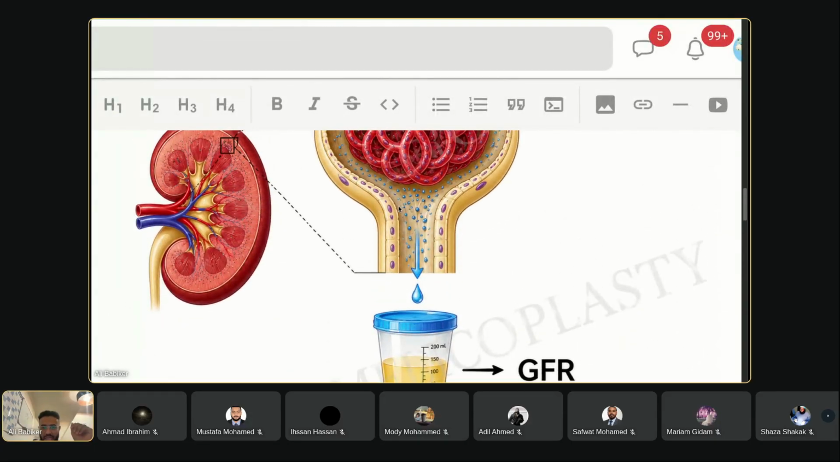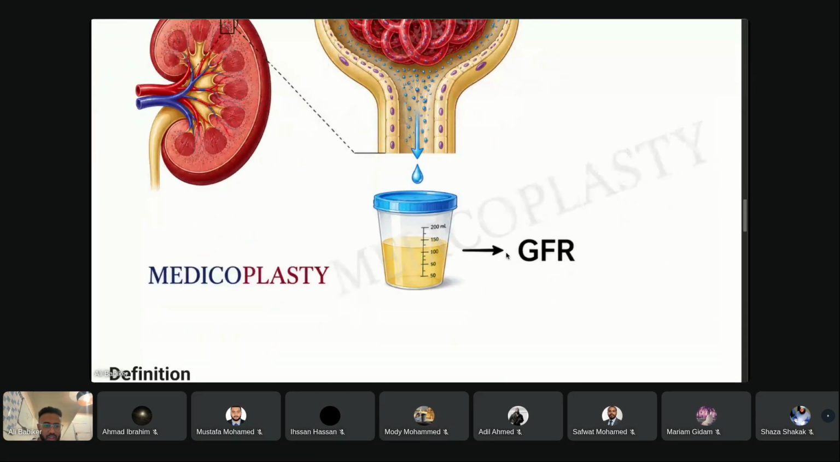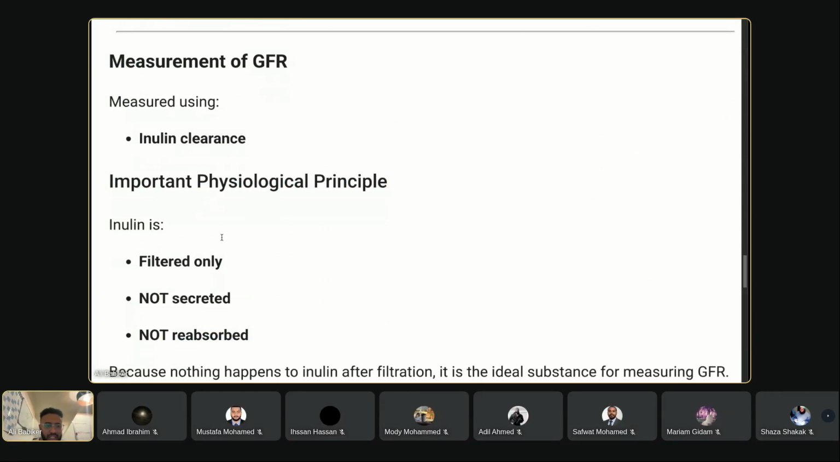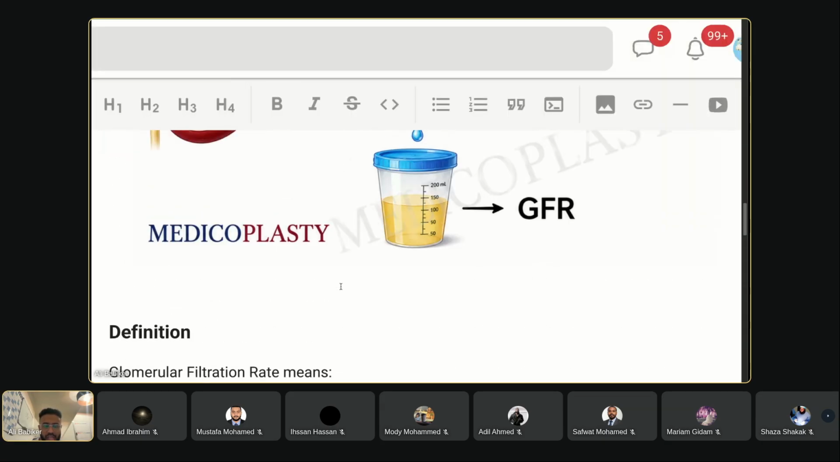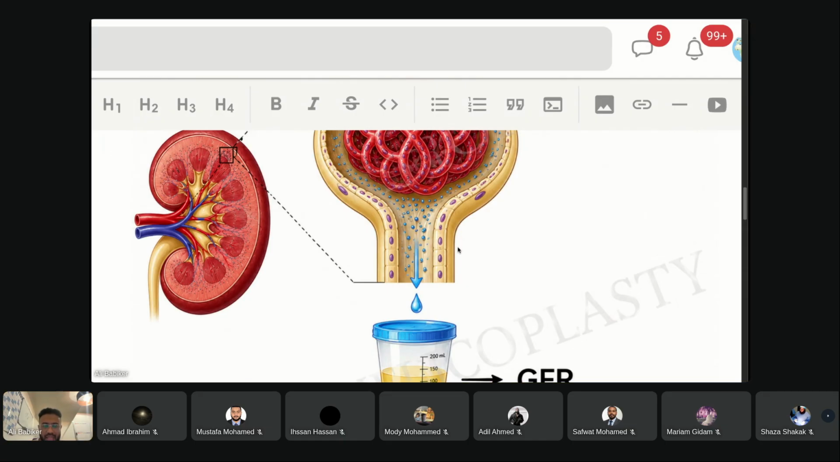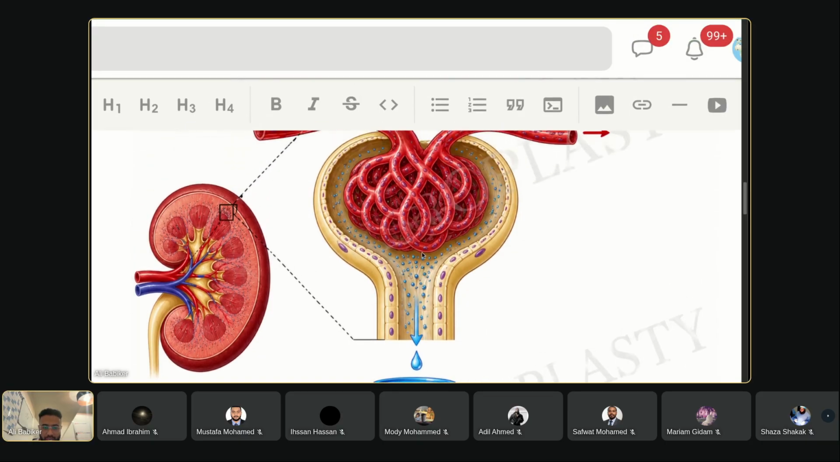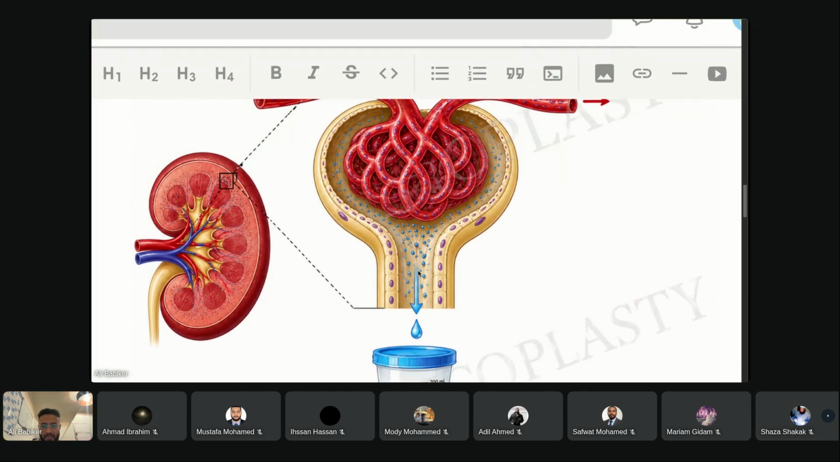So when the fluid comes around here, these cells, the proximal convoluted tubule and loop of Henle, will reabsorb the fluids and the electrolytes. We said the measure, inulin, is filtered only, not secreted, not reabsorbed. So if it was reabsorbed here, the reading that you will have will not be accurate, because you want the inulin to be filtered only and not reabsorbed in order for you to measure the glomerular filtration rate.